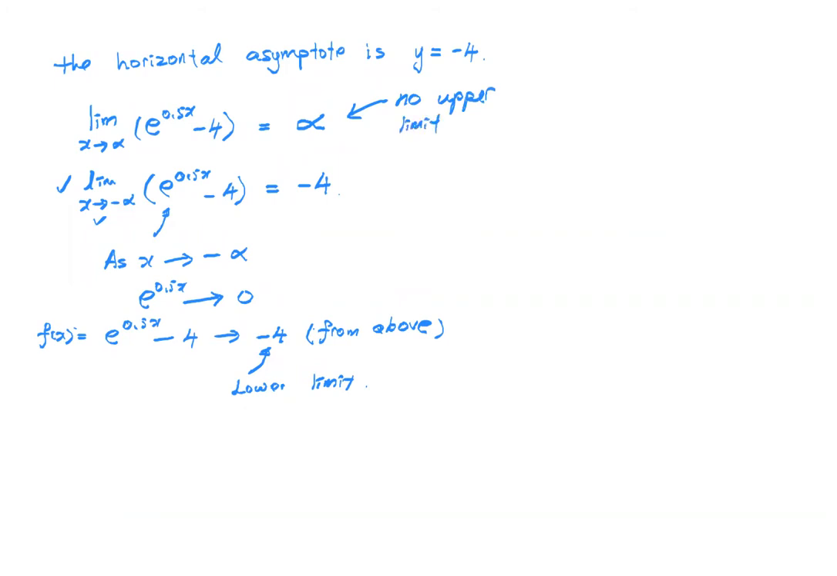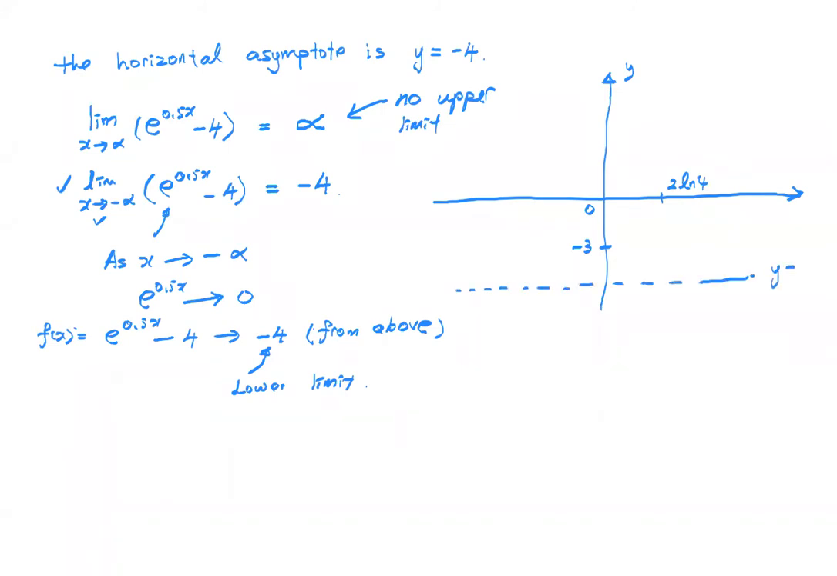Are you clear? So when I sketch the graph, it will go in this way. -3 is your y-intercept. 2 ln 4 is your x-intercept. And the horizontal asymptote is y equal to -4. So the graph goes this way. Are you okay? Yep. So that is how we work out the thing.